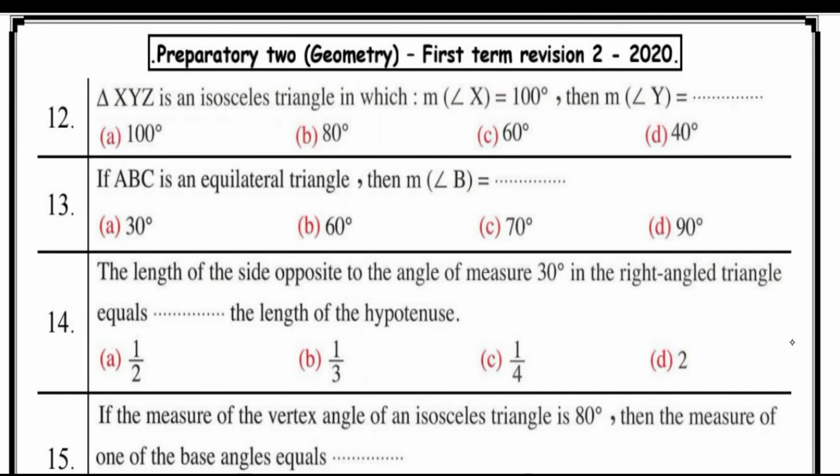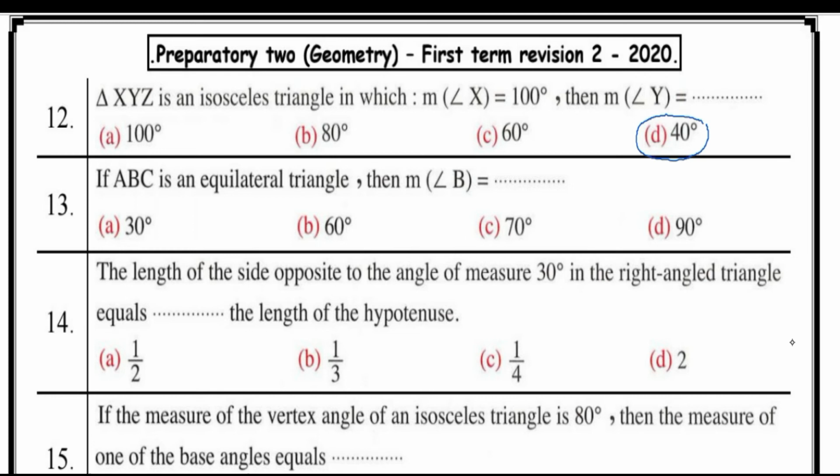XYZ is an isosceles triangle, measure x is 100, so y plus z is 80 to complete the 180. But it is isosceles, so they are equal, so each angle is 40. If triangle ABC is equilateral, any interior angle in the equilateral triangle is 60. The length of the side opposite the angle measure 30 in the right angle triangle equals half the hypotenuse.